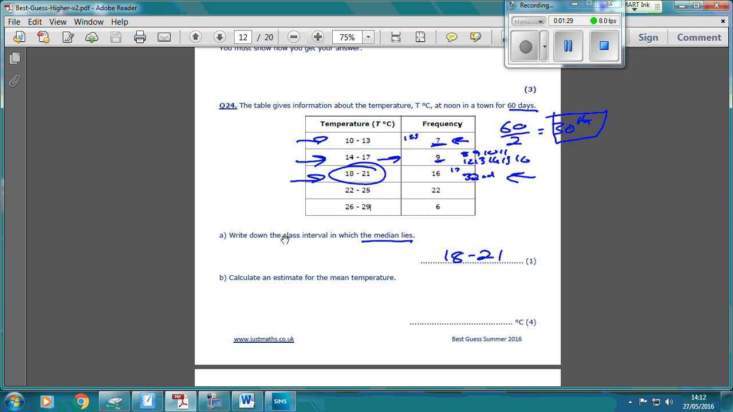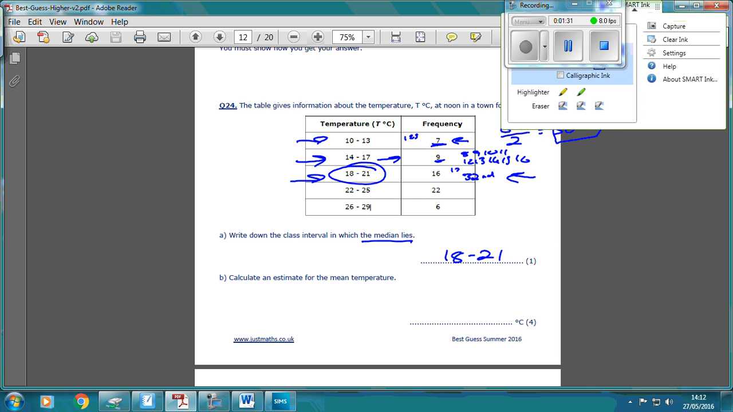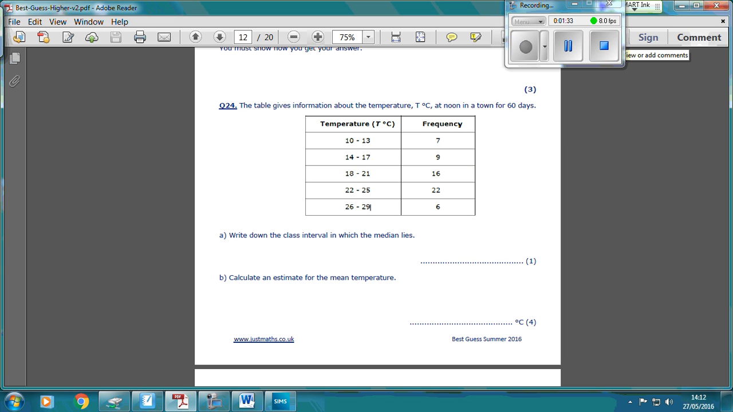Okay, so now we've got to find an estimate for the mean. So for the estimate for the mean, we've got to find the midpoint. The midpoint of 10 and 13 is going to be, if you don't know how to find the midpoint, do 10 plus 13 divided by 2, especially because we've got a calculator, and that makes 11.5. Or we can see that the gap is 3 between 10 and 13, so just add half that gap on and we get 11.5.